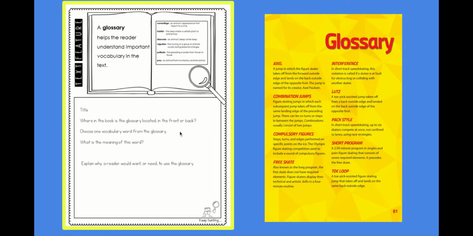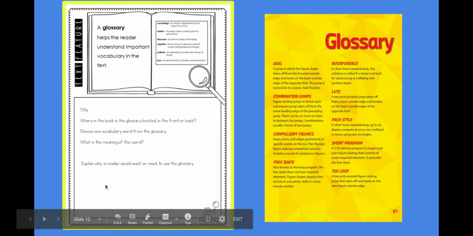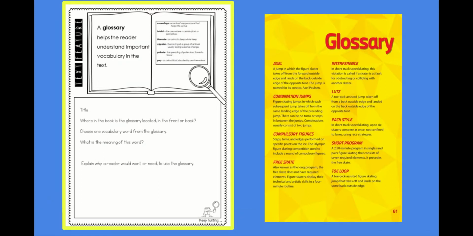It's asking me to choose one word from the glossary. I'm going to choose pack style, and I'm going to write down the meaning of this word. And the meaning of the word is, in short track speed skating, up to 6 skaters compete at once, not confined to lanes, using race strategies. Over here it says, explain why a reader would want or need to use the glossary. Not necessarily this specific glossary, but a glossary in general. And that is because readers are going to come across words or terms or vocabulary words that they don't know pertaining to their topic. So they would use the glossary to help them learn those new words, to help them better understand the topic that they're reading about.